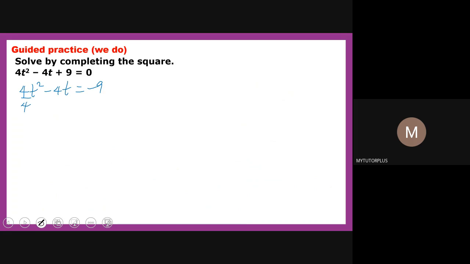Divide each term by the coefficient of t squared. 4 by 4, 4 by 4. 4 and 4 will cancel each other. So I'm left with t squared minus, 4 divided by 4 will give me 1. That will give me minus 1t. To make it easy, I just put 1. It's not compulsory for me to put 1 there. So that's going to be minus 1t equals to minus 9 over 4.